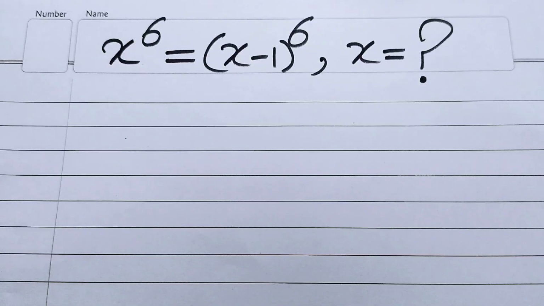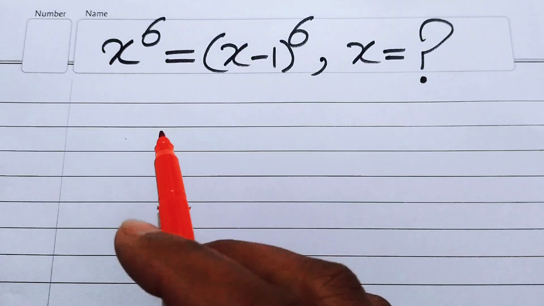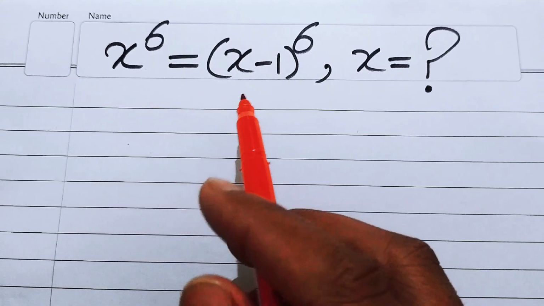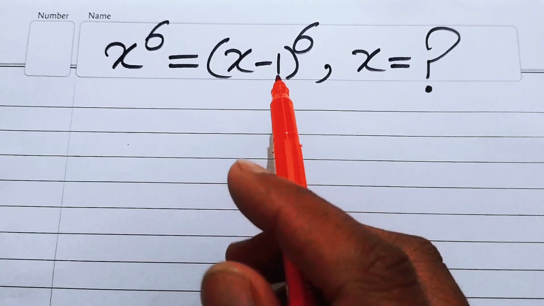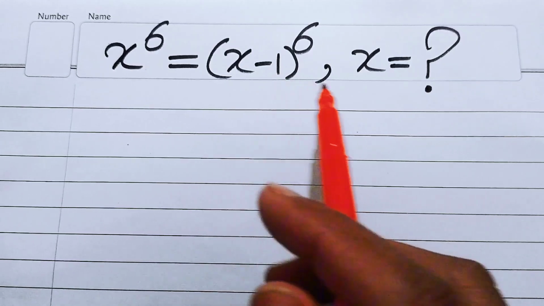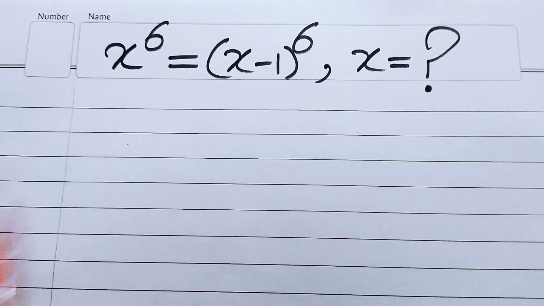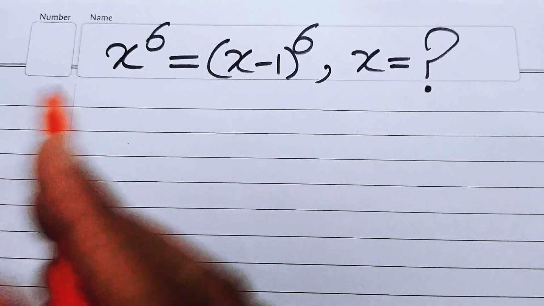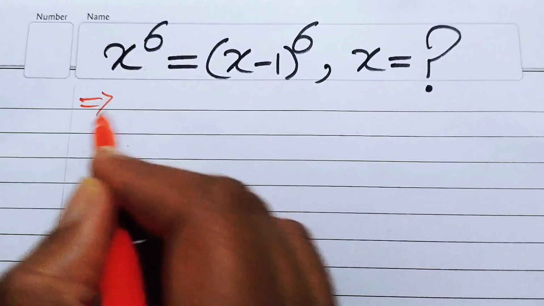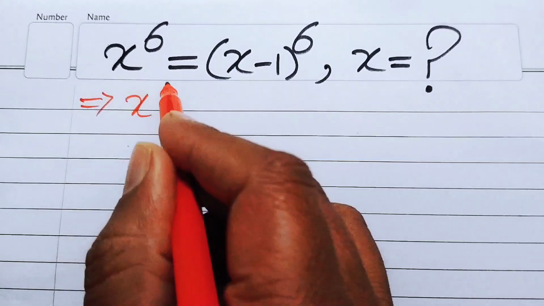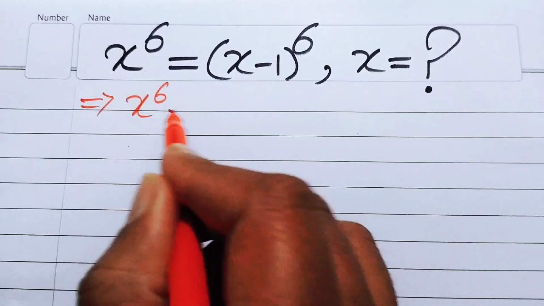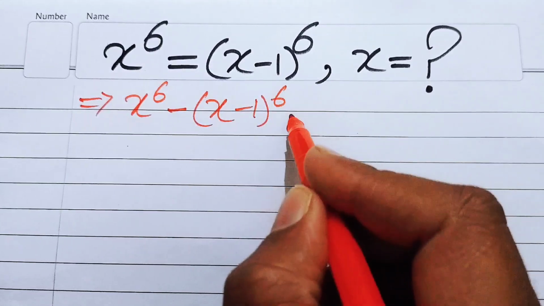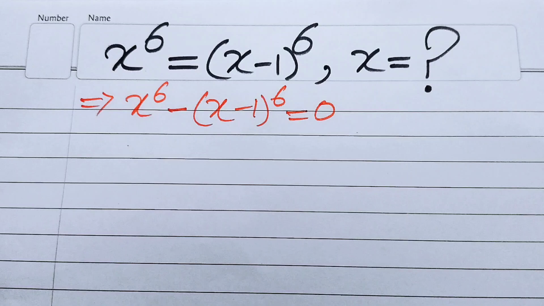Hello everyone, welcome to solve this nice algebra problem. We have x to the power of 6 equals (x - 1) to the power of 6, and we solve this problem for the values of x. The very first thing we are going to do is rewrite this equation: we move this term to the left-hand side and we get x to the power of 6 minus (x - 1) to the power of 6 equals 0.